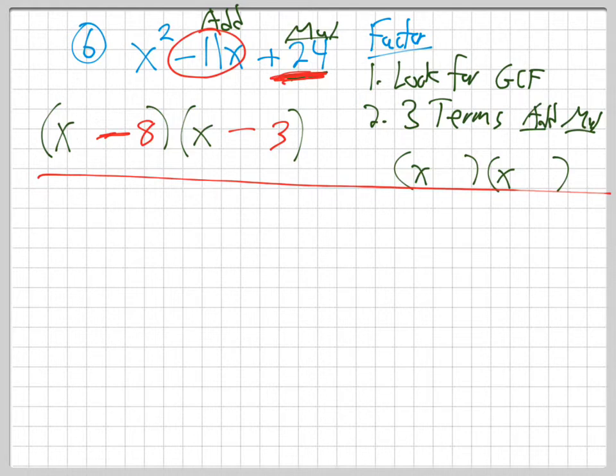Let's try number 9. I'm going to jump down a few. Number 9: x squared minus 2x minus 80.